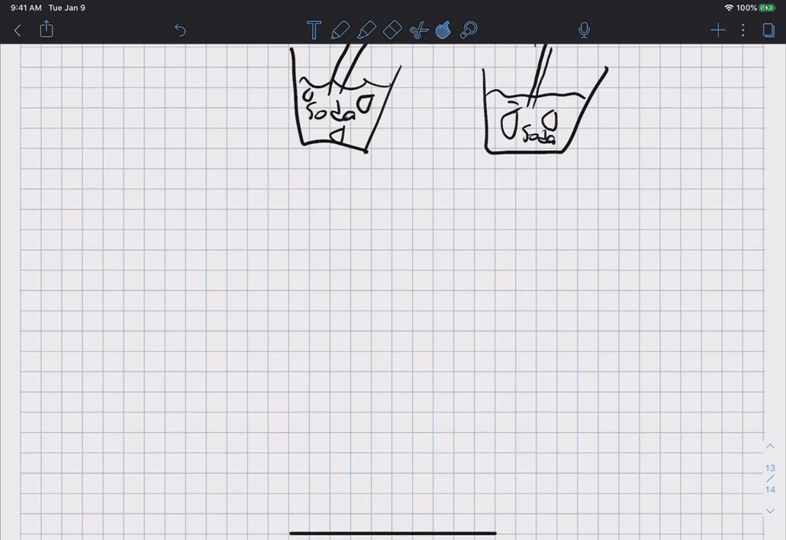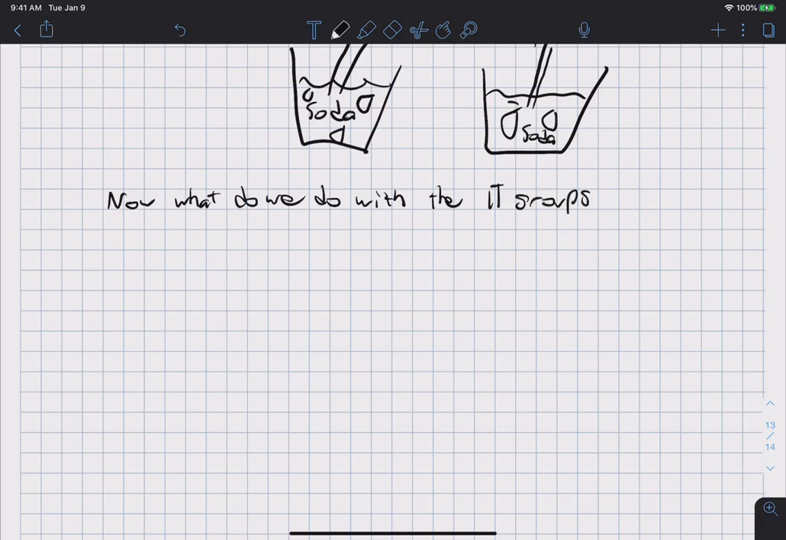Okay, so now we've learned how to determine what the dimensionless pi terms are. Now, what on earth do we do with those? So now, what do we do with the pi groups?